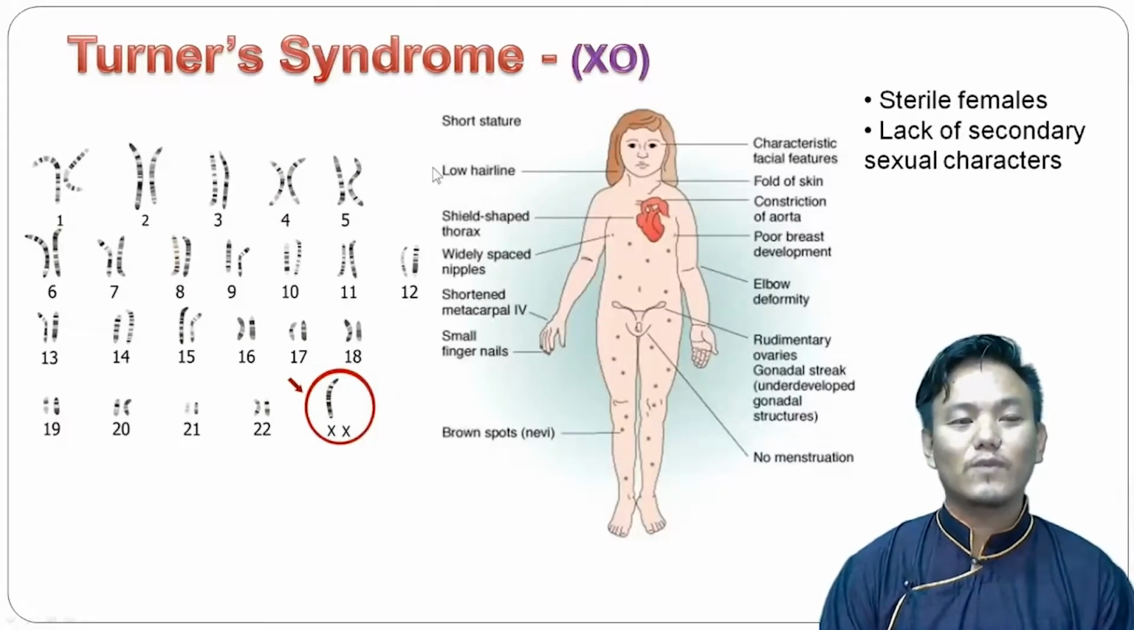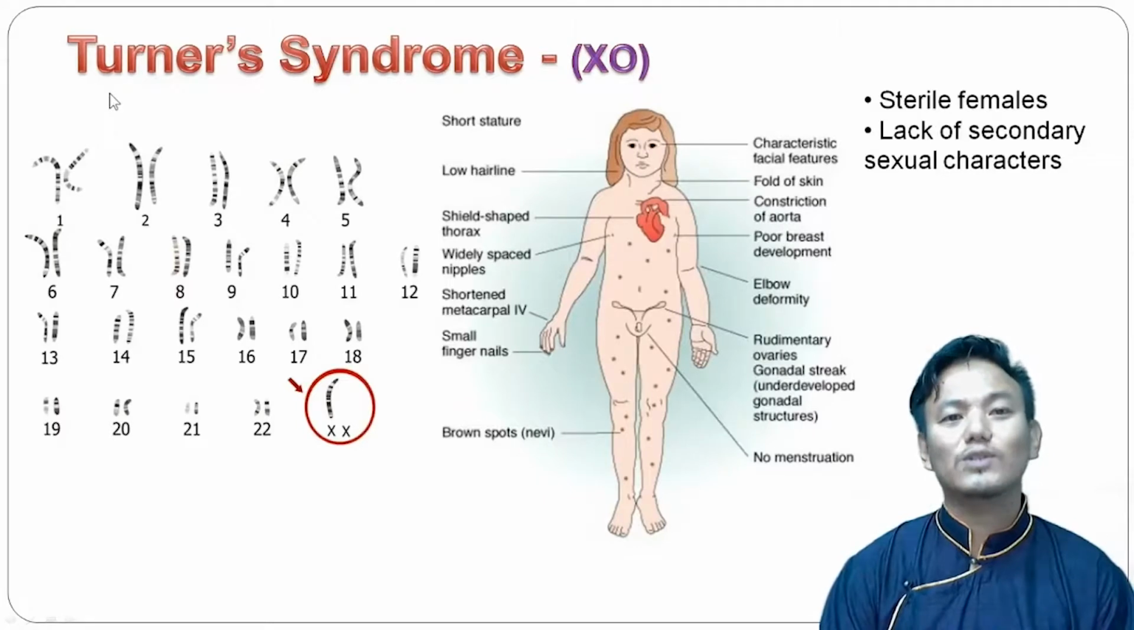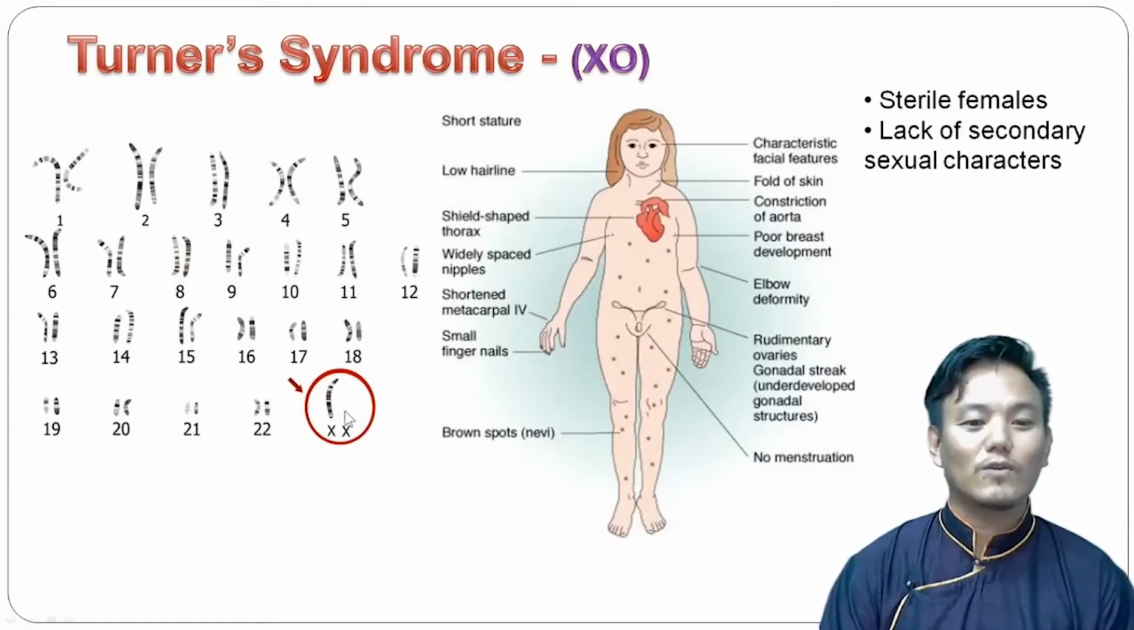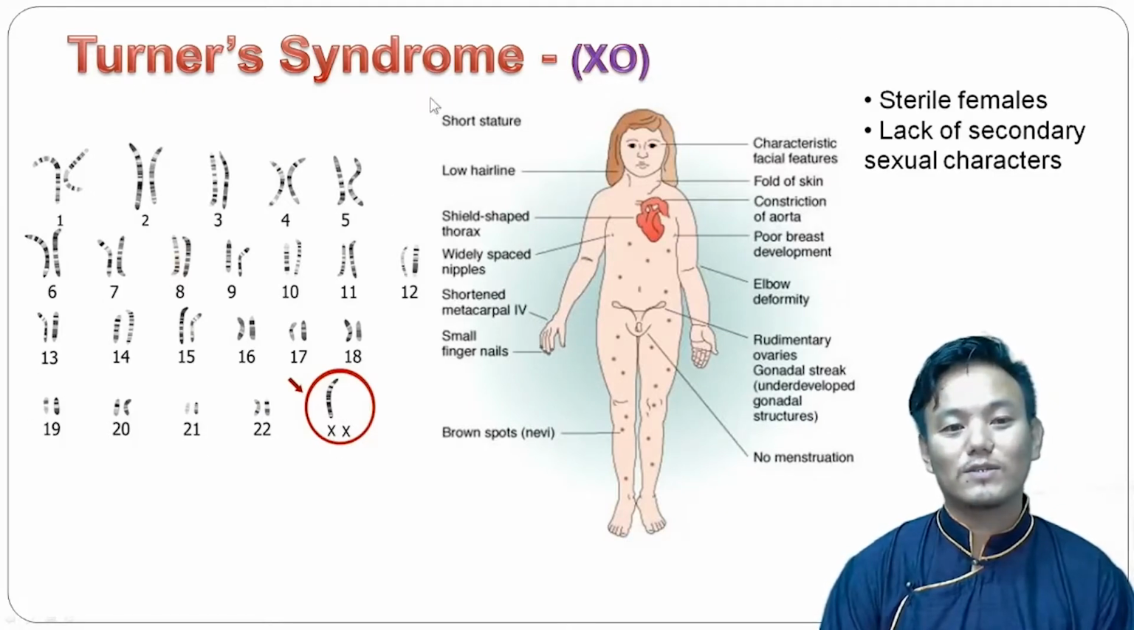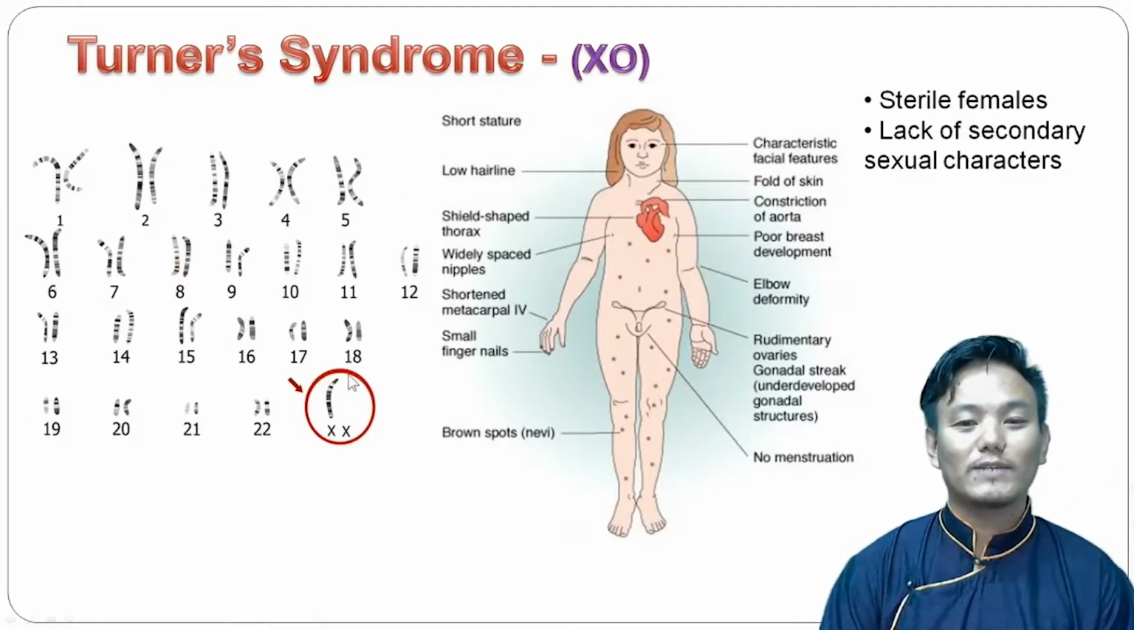And the last one provided for chromosomal disorder is Turner syndrome. Turner syndrome is said to be XO. It is said to be XO because, if you look over here at the karyotype of a person suffering from Turner syndrome, you can see that one X chromosome is missing. So that is why it is called XO.